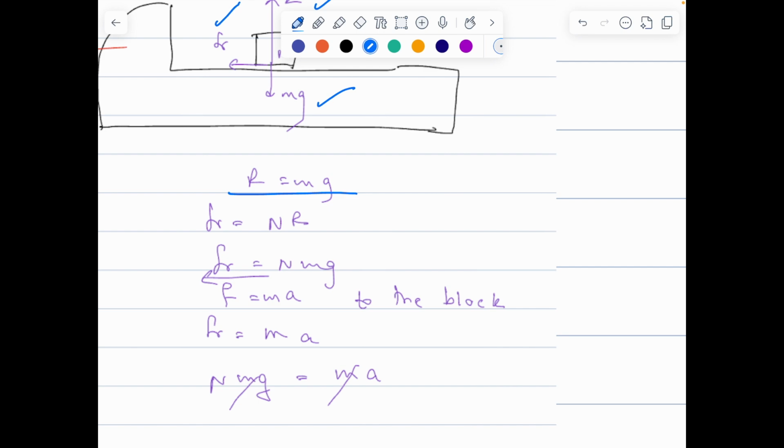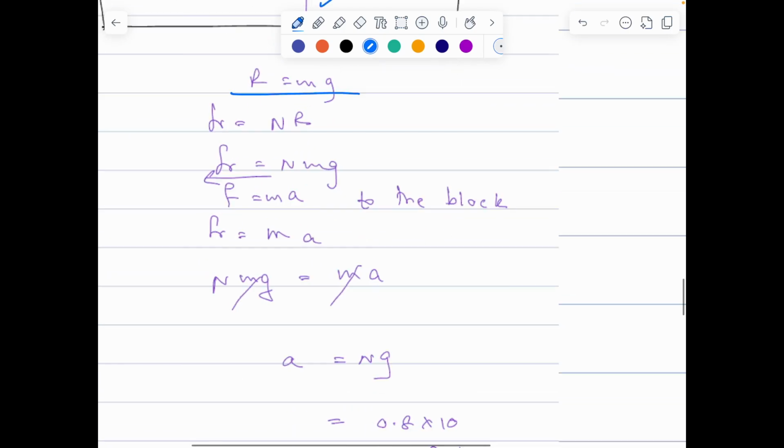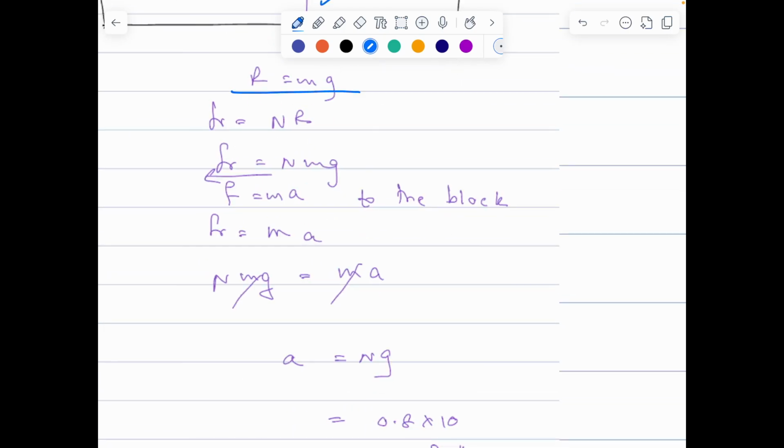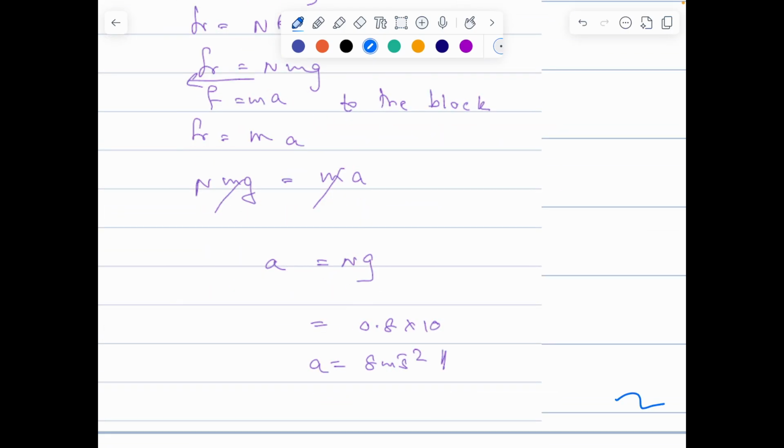So F equals ma, I can apply that to the block. Fr is equal to ma, so frictional force is equal to mu mg, that's equal to mass into acceleration. So you can see acceleration is equal to mu into g, so acceleration is equal to 0.8 into 10, so you'll find out the acceleration to be equal to 8 m/s².